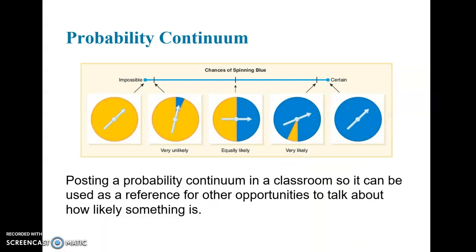Presenting probability on a number line from 0, impossible, to 1, certain, provides a visual representation of how likely an event can be. The number line above with the spinners can be connected to each other, from likely to possible to impossible. Make sure to post this probability number line and the spinners in your room.